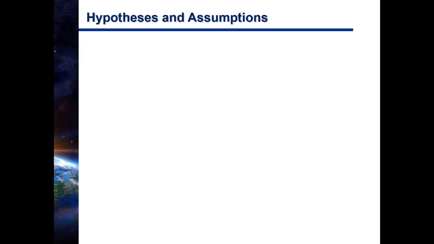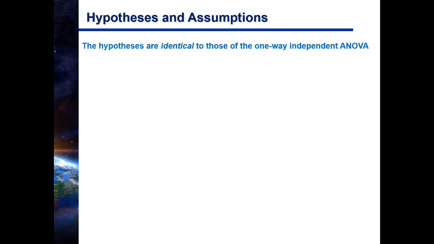All right, so what do the hypotheses and assumptions look like? Well, they're identical to the one-way independent ANOVA. All right, so that means only the hypotheses. I might have said hypotheses and assumptions, but it's just the hypotheses that are identical to the one-way independent ANOVA.